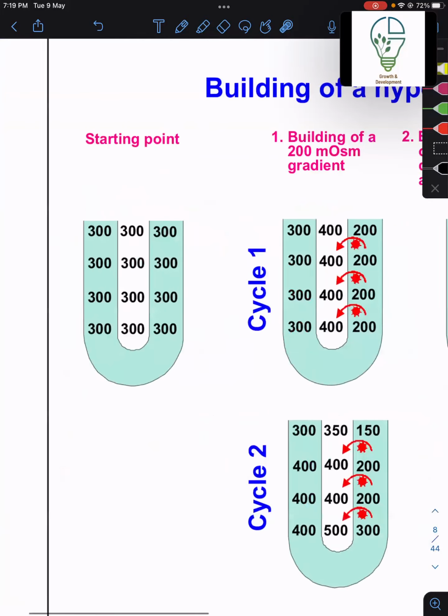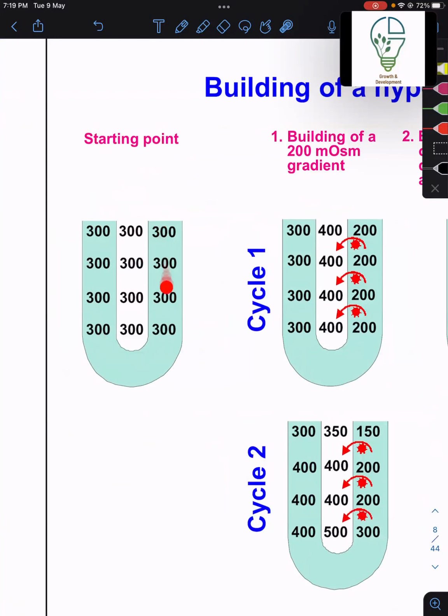Okay, so over here, you can see I have my loop of Henle, right? And right now in my loop of Henle, everything is the same concentration. Everything is 300 milliosmoles. The reason for that is that the fluid that's coming into the loop of Henle is actually coming from my proximal convoluted tubule.